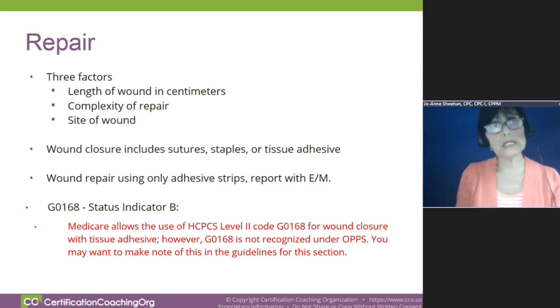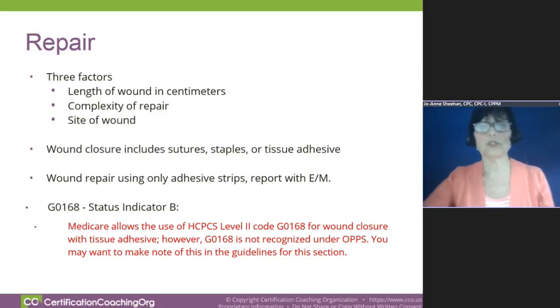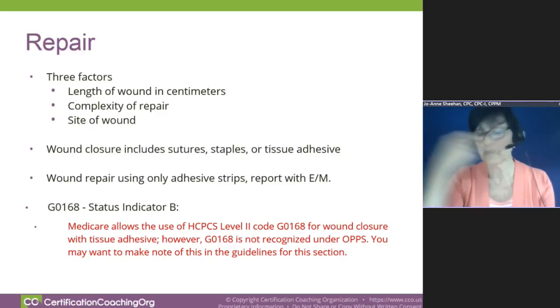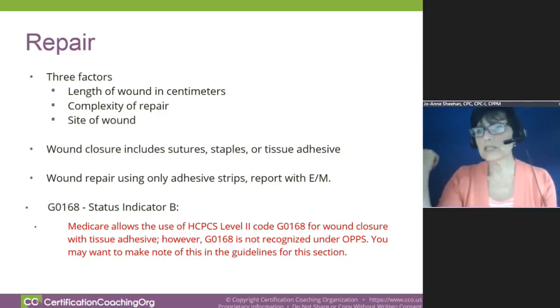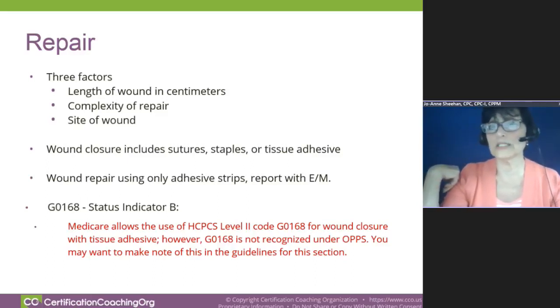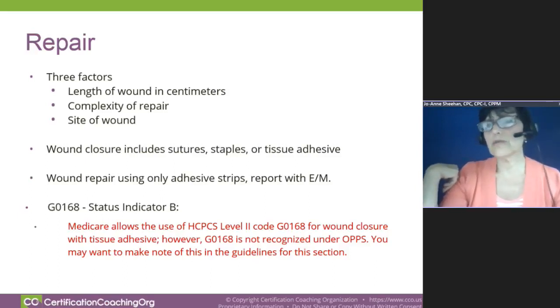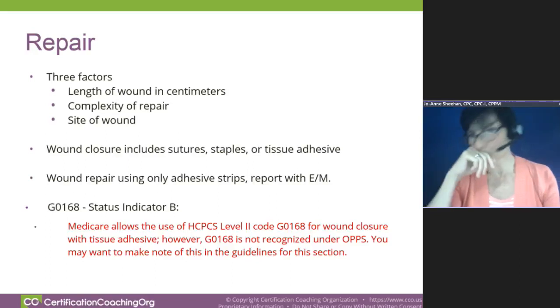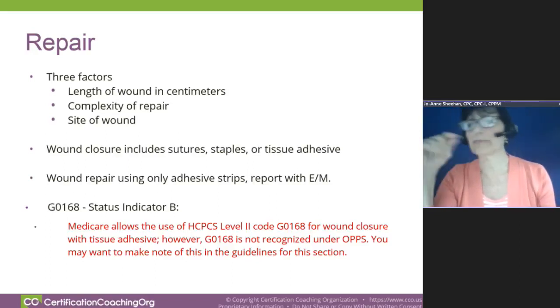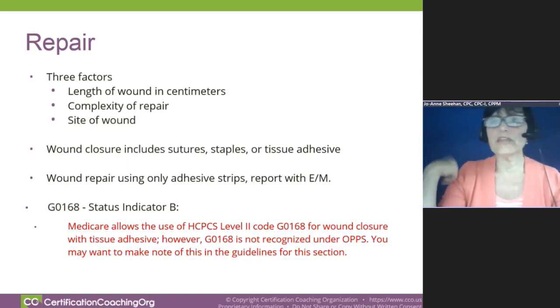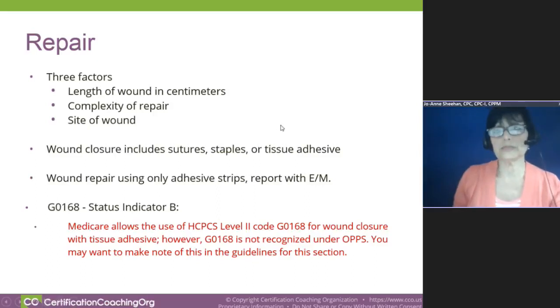However, if it's intermediate or complex, then we have to pay more attention to the descriptions of those, which we'll get to. Medicare does allow the use of HCPCS Level II code G0168 for wound closure with tissue adhesive. However, it is not recognized under the outpatient prospective payment system. So you may want to make note of that in the guidelines for this section.